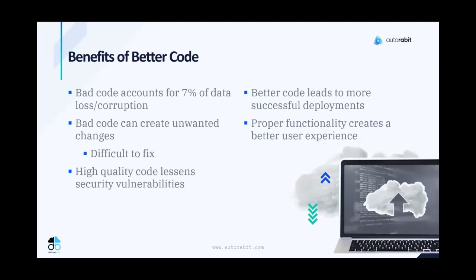And when you start to improve your code in your system, you're going to be able to lessen your risk of security vulnerabilities and have more successful deployments because there's less conflict of bad code in your system. And overall, by improving your code, you're going to enable better functionality, which is going to create a better user experience. So whether you're using a static code analysis tool or some other internal process for code review, better code is always going to yield better apps and a more stable production environment.